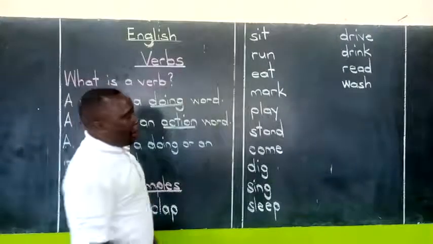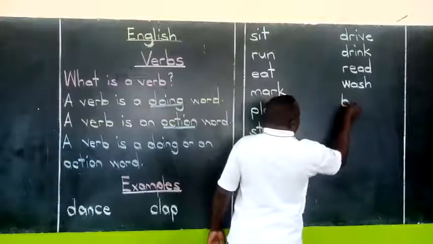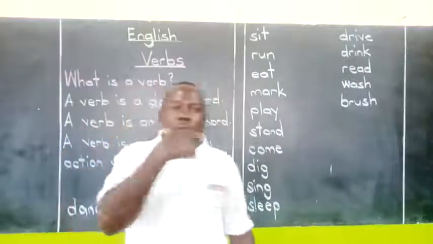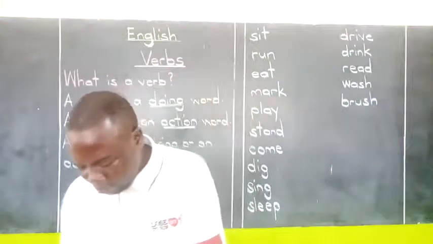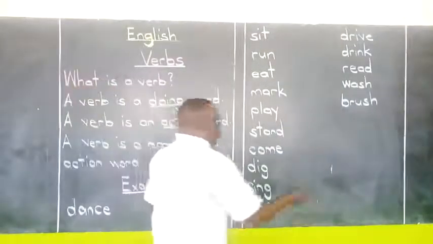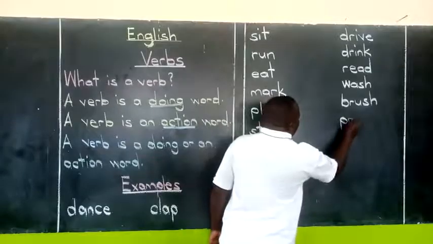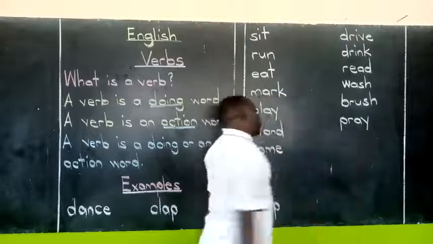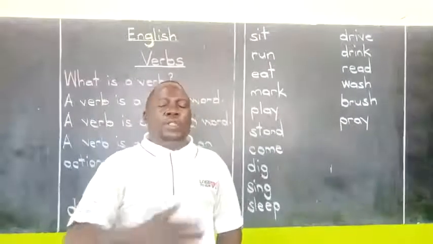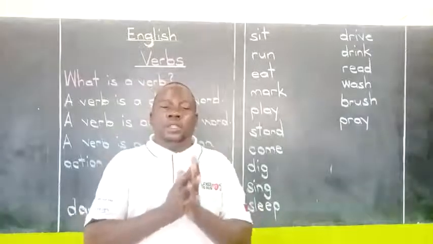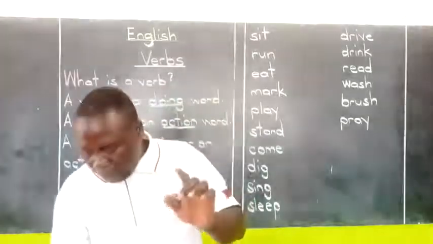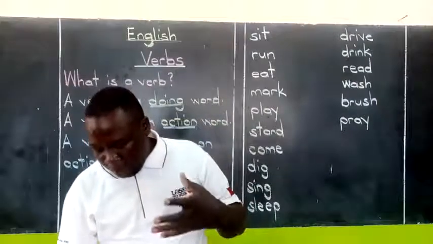We have brush. You can either brush the shoes or you brush your teeth. Are they over? No. Verbs are very many. We have pray. We go to church and pray. Name of the Father, and of the Son, and of the Holy Spirit. That is praying. So, pray, a verb, an action word. You say it with the action.